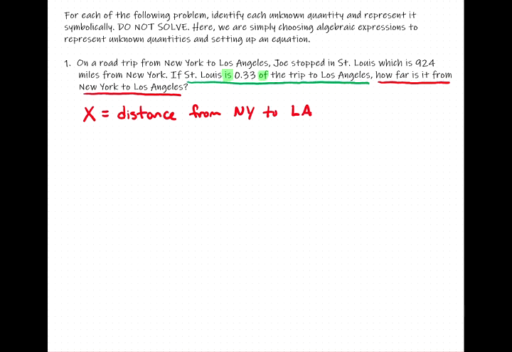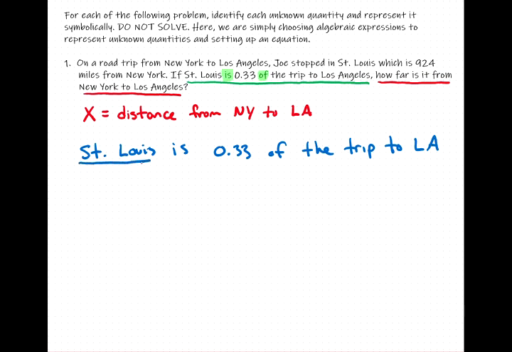Okay, so let's look at this. What I like to do is pull the important information from the problem and restate it in as few words as possible. So we could say St. Louis is 0.33 of the trip to LA. All right, so now everything here could be translated into a number, a variable, or a mathematical operation. So the trip to St. Louis. Well, we know how far that is. That's given in the problem.